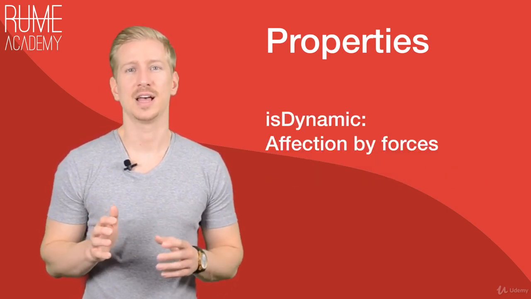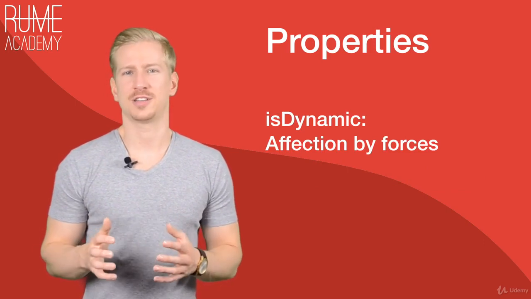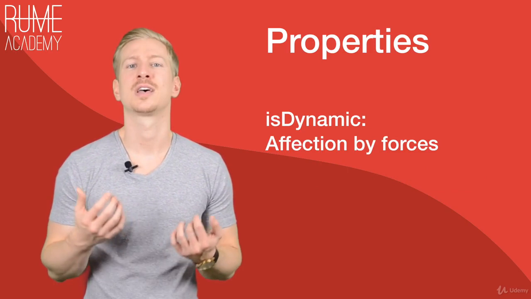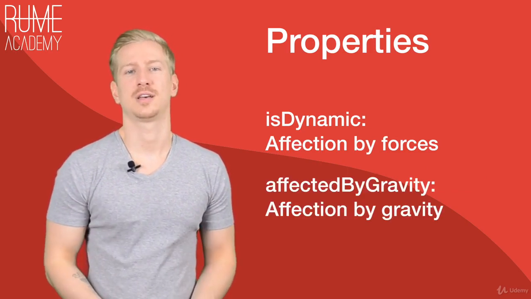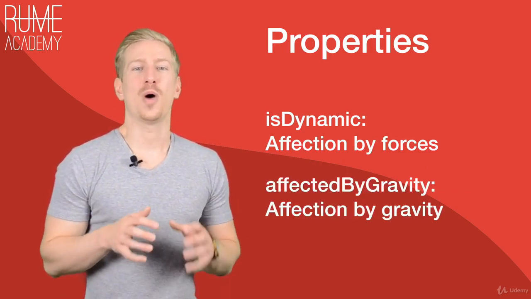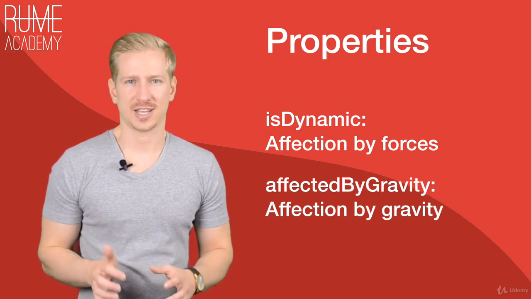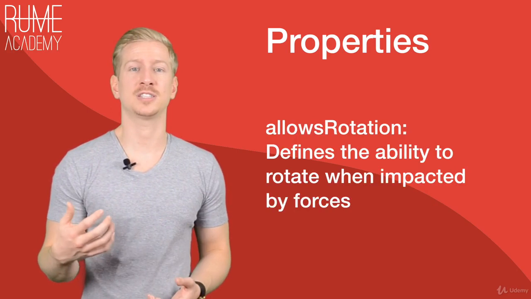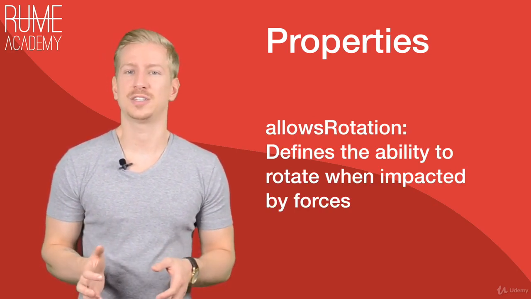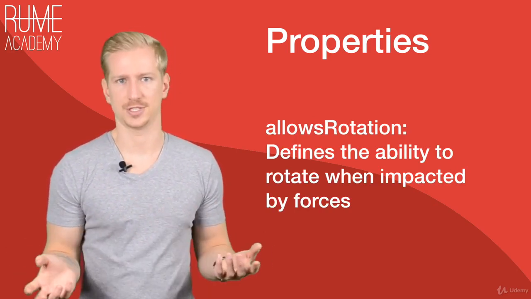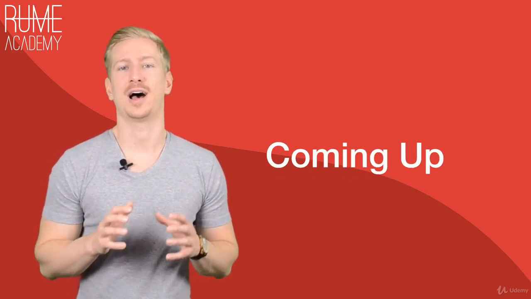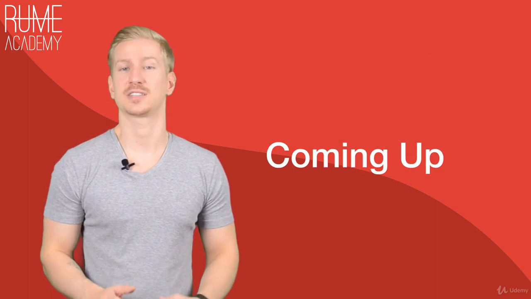isDynamic defines whether or not the body is affected by force. A special case is affectedByGravity, where we can define whether or not a body is affected by gravity. allowsRotation defines whether or not a body is able to rotate by force. And now we'll have a look at how physics bodies can affect our scene.